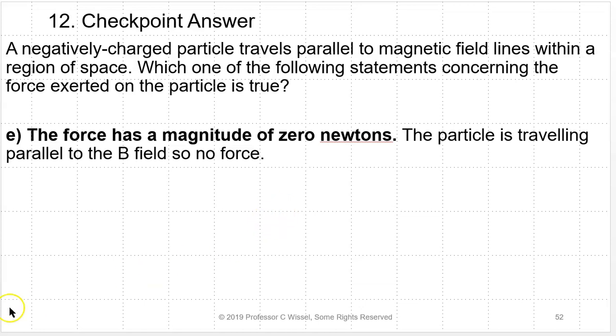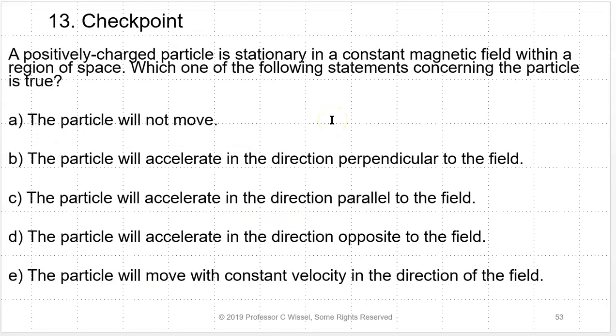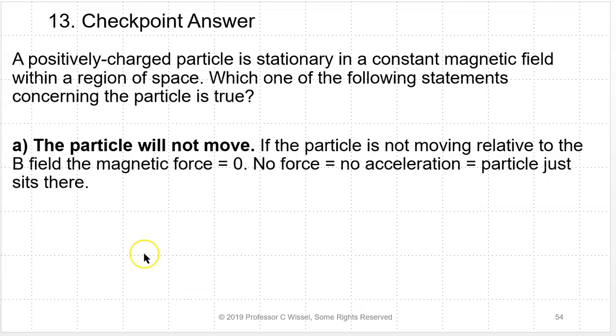You've lost your thumb. A positively charged particle is stationary in a constant magnetic field within a region of space. Which one of the following statements concerning the particle is true? There will be no force on the particle because it's the relative motion between the particle and the magnetic field that counts. So the magnetic force is 0. No force means no acceleration. The particle will just sit there.